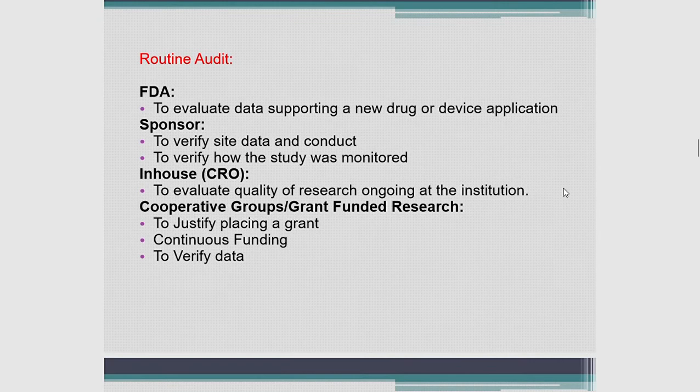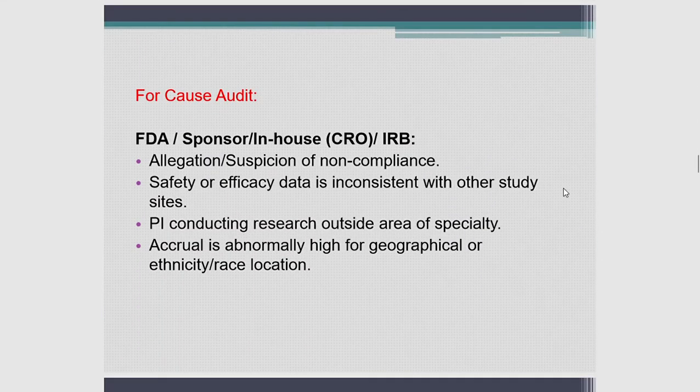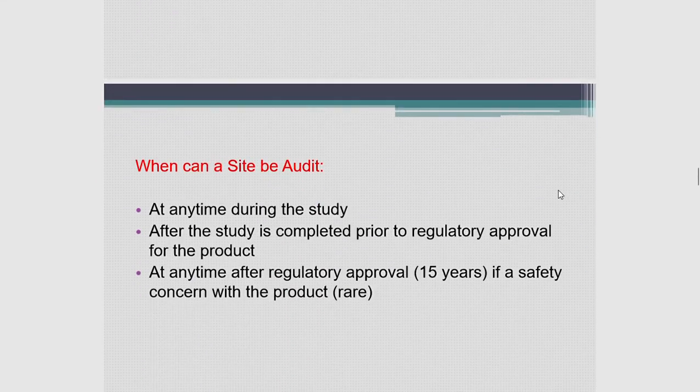Routine audit by FDA, by sponsor, in-house, CRO, or cooperative groups. For-cause audit by FDA or CRO. Triggers include allegations, suspicion of non-compliance, safety or efficacy data inconsistent with other study sites, PI conducting research outside area of specialty, and enrollment equal or abnormally high for geographical location, ethnicity, or race.